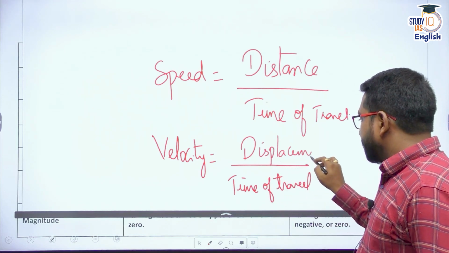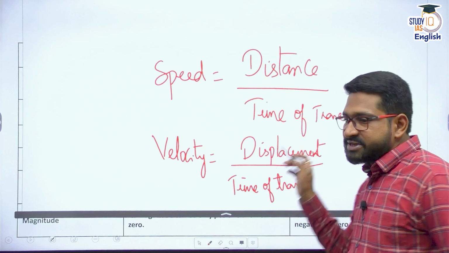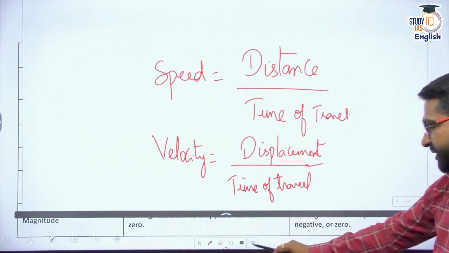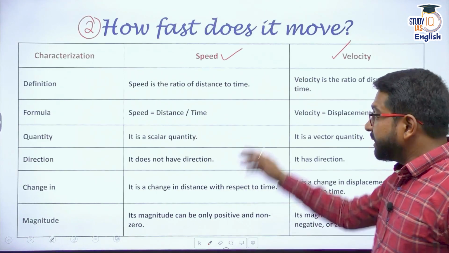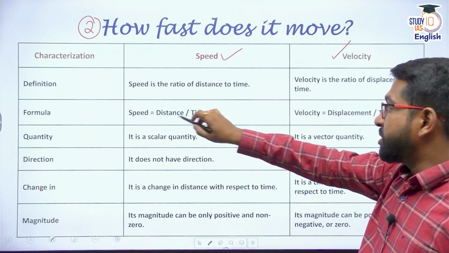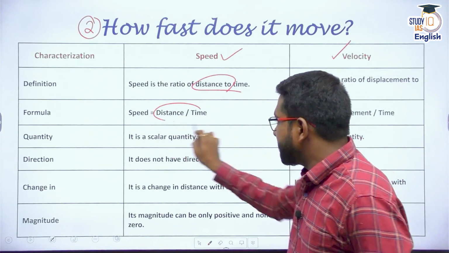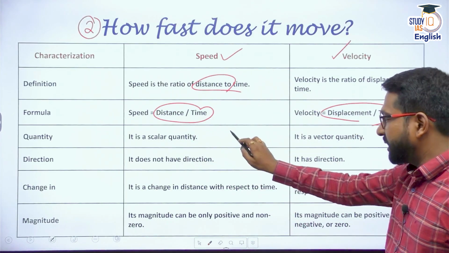Clear? So these are the two variables that we use, speed and velocity. So speed is a scalar quantity, velocity is a vector quantity. It is the ratio of distance by time, it is the ratio of displacement by time, scalar and vector.